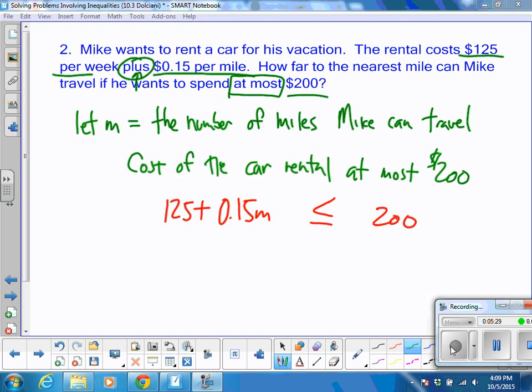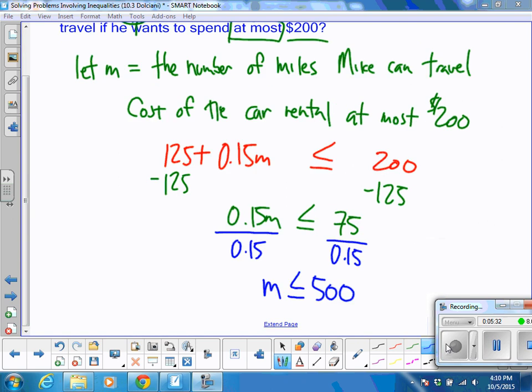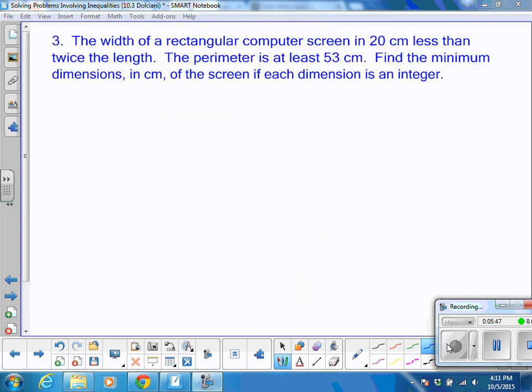I'm going to pause and finish this out. After working this out, I can see that the minimum number of miles that he can go is 500 miles. Actually, that's at the most. So his mileage is at most or equal to 500 miles. All right, let's look at computer screens.